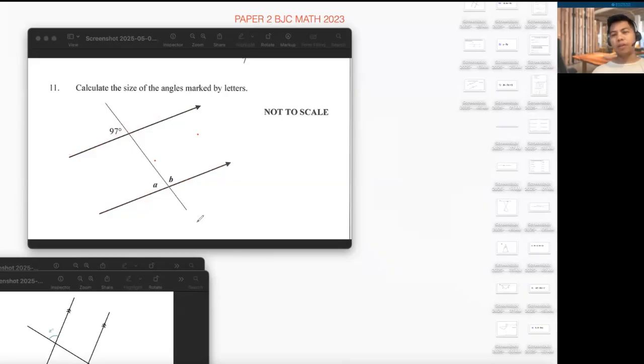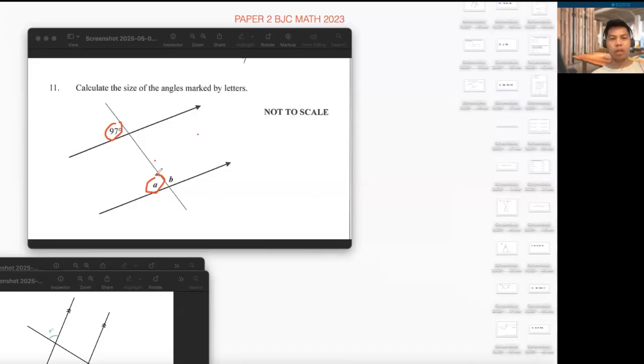So again, first thing to solve this, you have to ask yourself, what's the relationship of this angle with either one of these? Let's say with A. I think that's easier. So what's the relationship of this angle to angle A? It's either they are the same or they are supplementary angles.